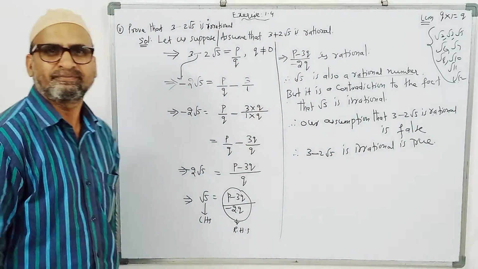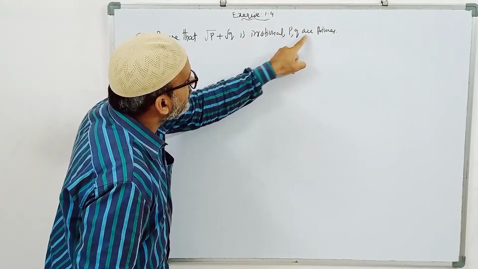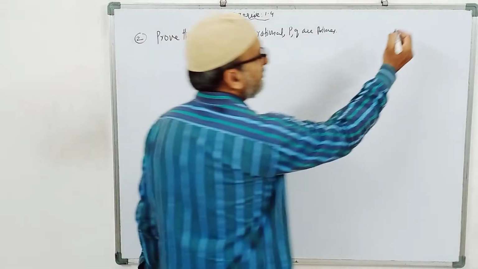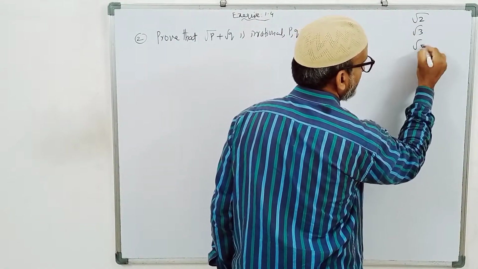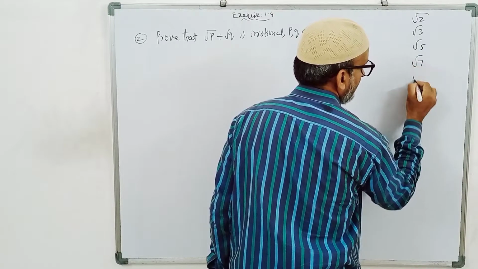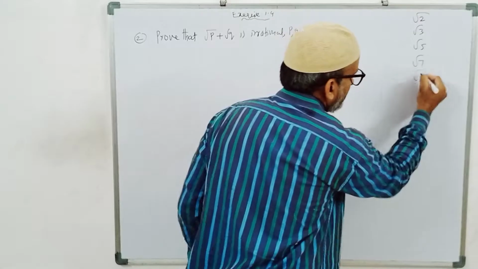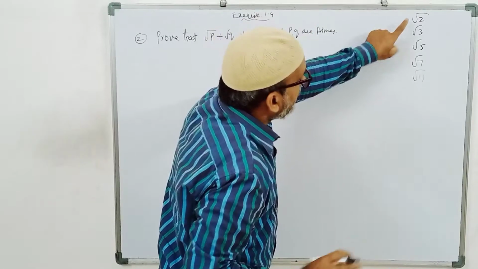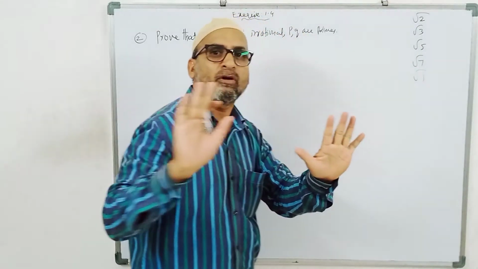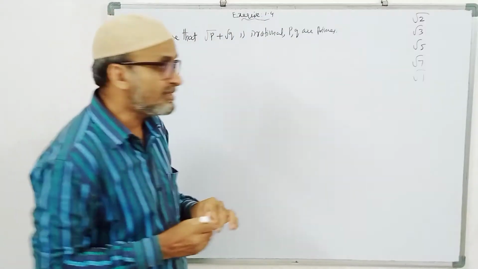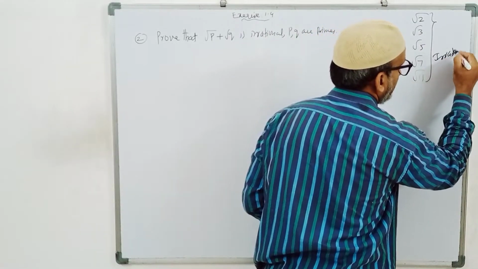Same question, number 1.4, second question. Prove that root P plus root Q is irrational, where P, Q are primes. In the place of P, a prime number could be 2, 3, 5, 7, 11, all prime numbers. What I want to explain is that for a prime number, the square root value will not be exact. These are all irrational numbers. That is the meaning.